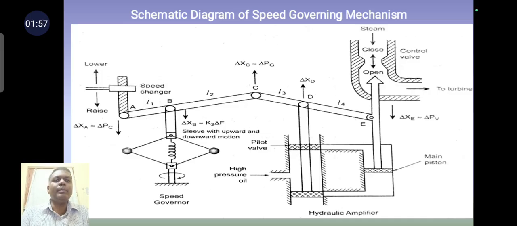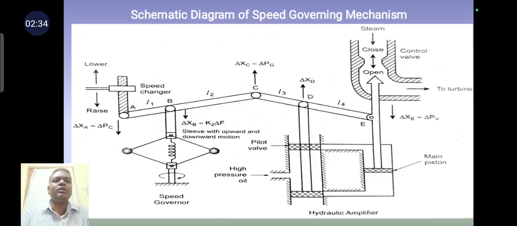Here, the main objective of the speed governing mechanism is to open and close the valve, which gives the input to the turbine. Consider that we have a steam turbine in a steam thermal plant. We have to give input to the turbine, and the input to the turbine is steam. So from that mechanism, we can easily control the steam, opening and closing the steam to the turbine.